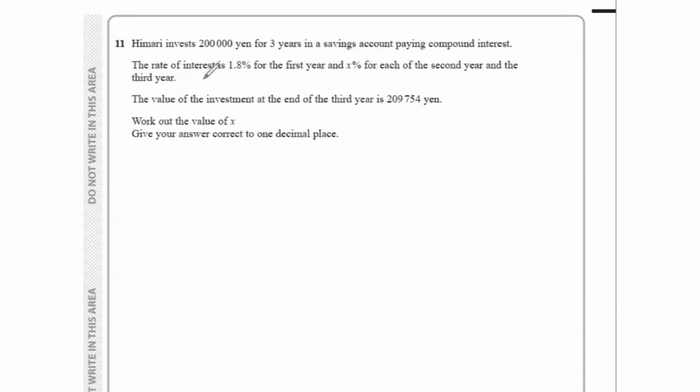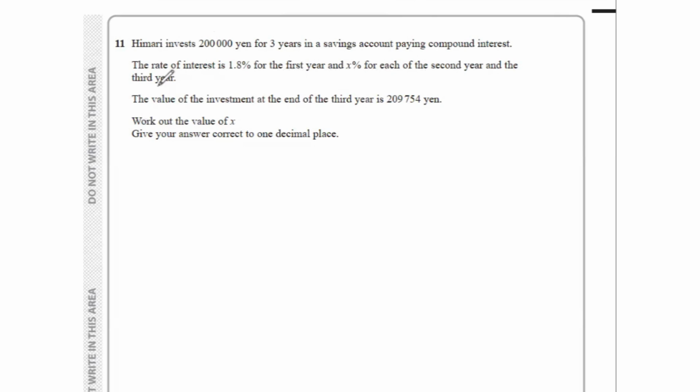Question 11 says, Hamari invests 200,000 yen for 3 years in a savings account paying compound interest. The rate of interest is 1.8% for the first year and X% for each of the second year and the third year. The value of the investment at the end of the third year is 209,754 yen. Work out the value of X, give your answer correct to one decimal place.